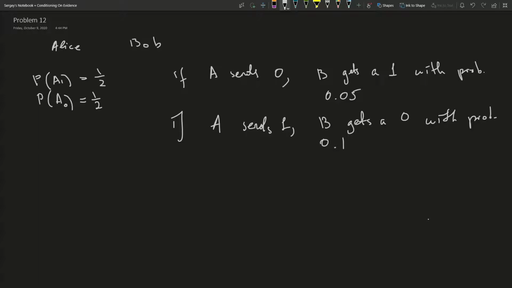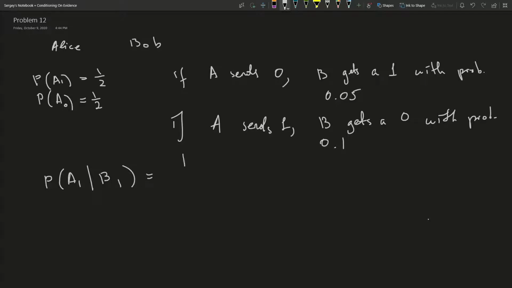Now, what we're asked to find is the following. We're given that Bob has received a 1, and we want to know, given this information, what is the probability that Alice actually sent a 1. So this is the probability that we want to compute. And again, we use Bayes' rule. We're going to use Bayes' rule and the law of total probability here.